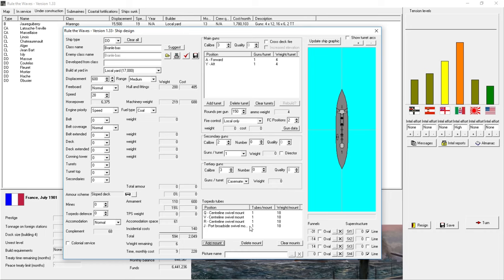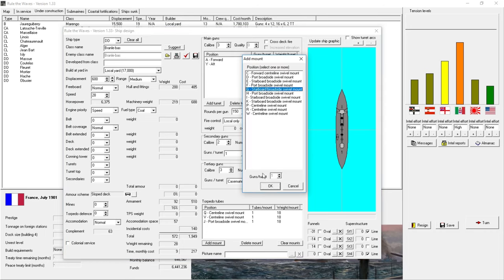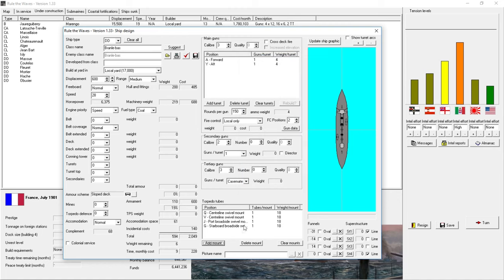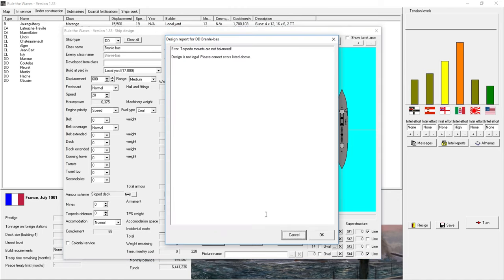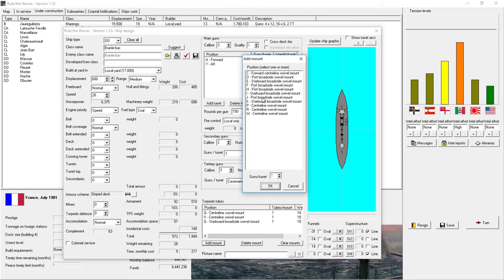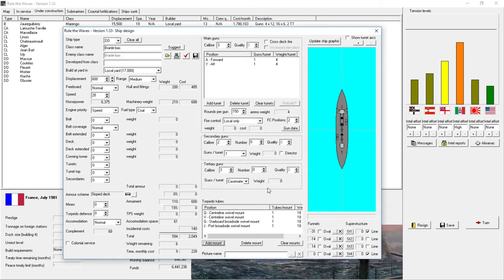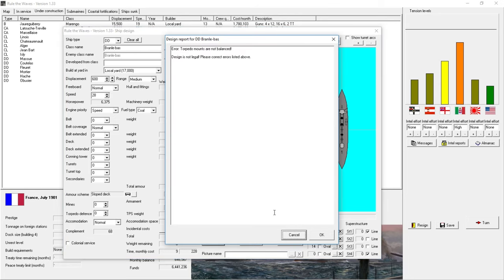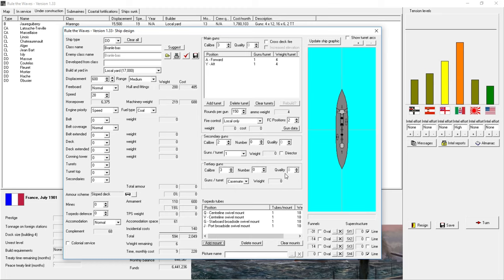Suppose that limits our... we add a starboard broadside. And now what's it say? Torpedo tube mounts are not balanced. Port, starboard broadside swivel mount. Oh, it needs to be broadside. Port broadside swivel mount, starboard broadside swivel mount. What do you mean it's not balanced? I know they're not in the same place.